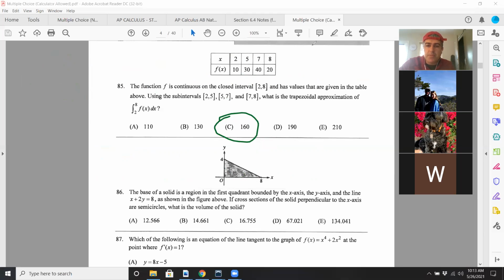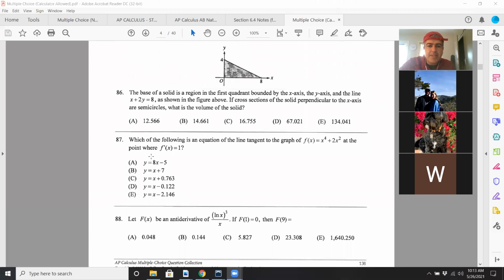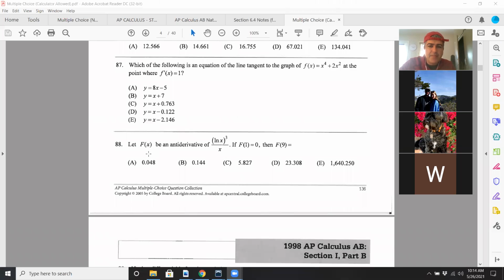So that's trapezoidal approximation. And we're going from 2 to 8, right? So you need to integrate, to approximate the integral. 86 involves volume. I don't think we're ready to do that yet. So let's look at 87, 88 here.